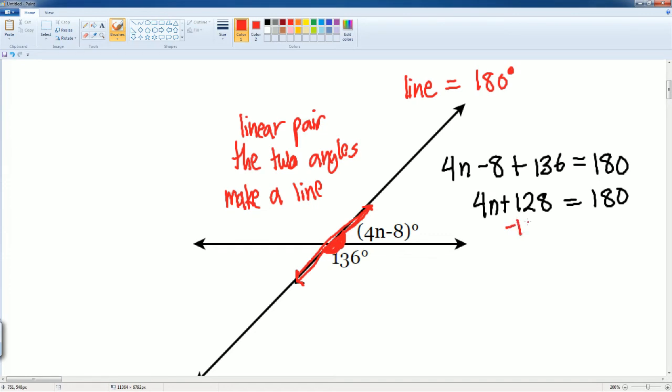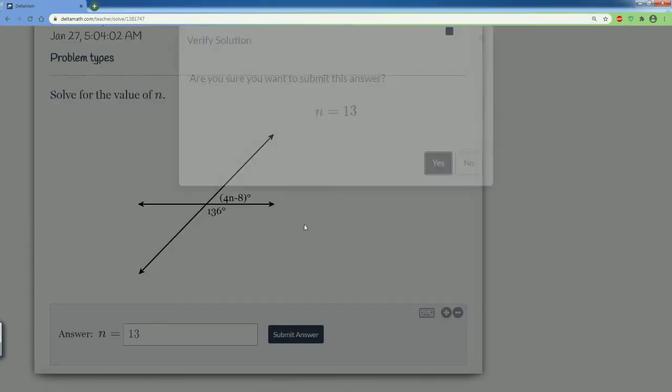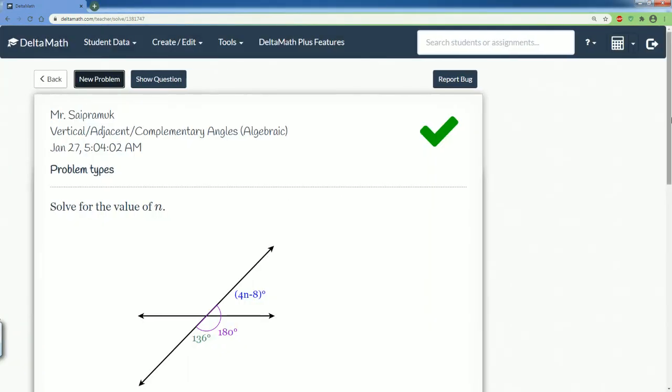So we subtract 128 to both sides. We get 4n is equal to 52. Then we divide 4 to both sides. Then we get n is equal to 13. All right. Let's plug it in and see. Here we enter 13. All right, we did it correct.